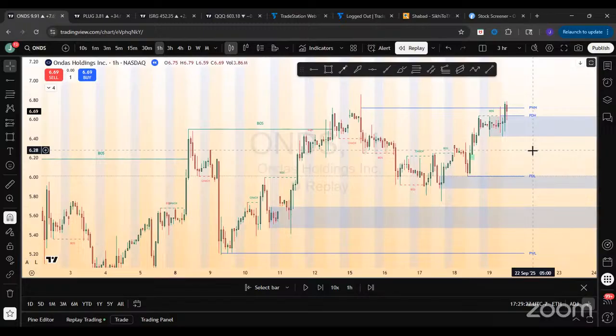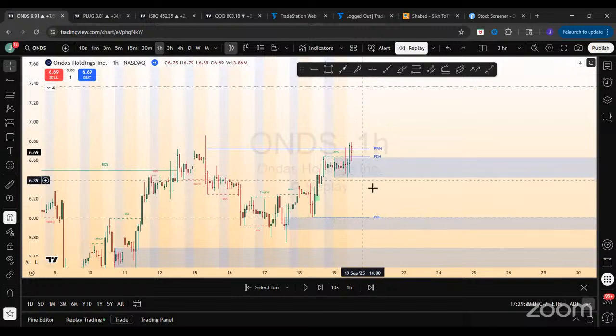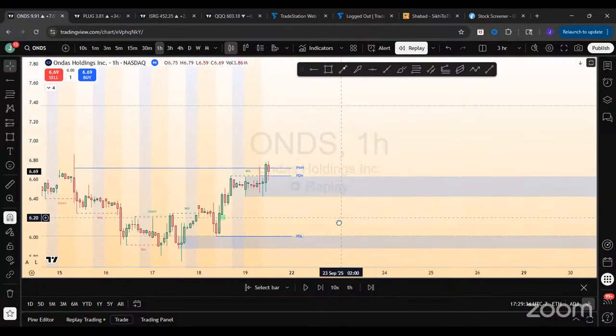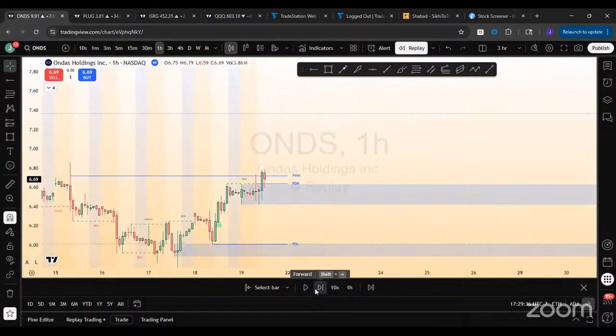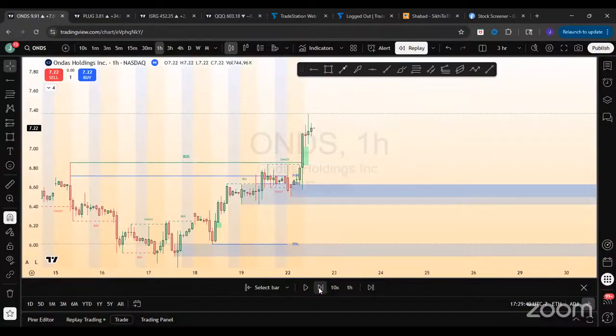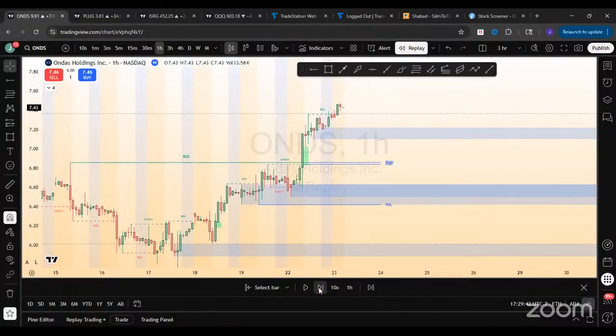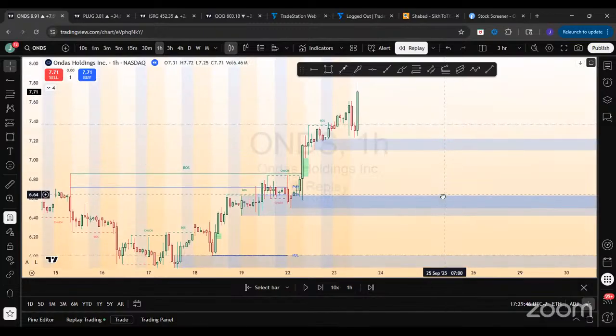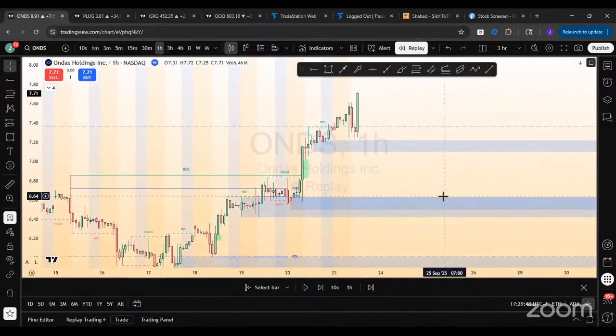So I just covered the order block. Here it gave a bullish order block, so you just open a call position, a long position, and you just hold. And we saw that, there you go, you could have made really good money. So this is how this indicator can work.